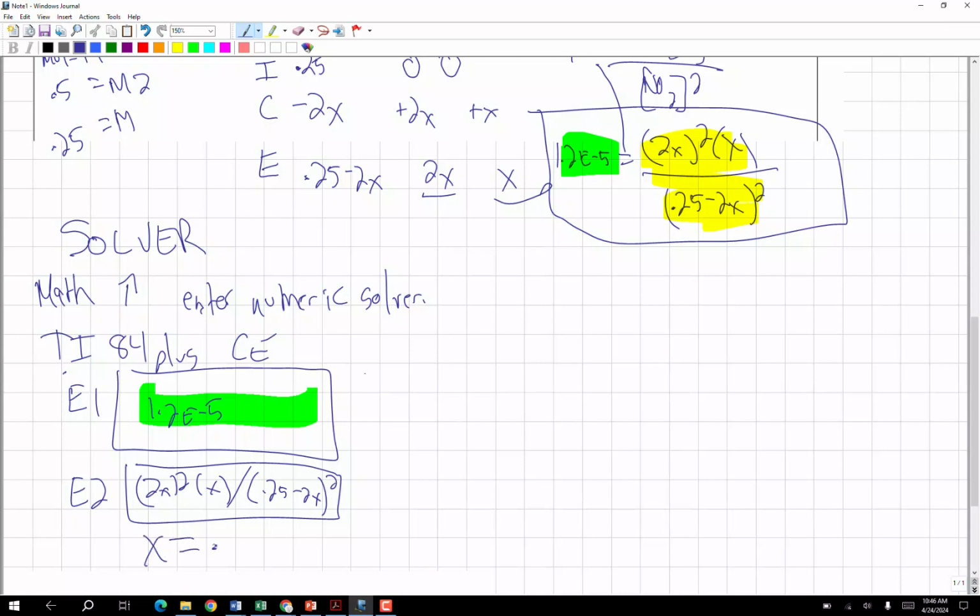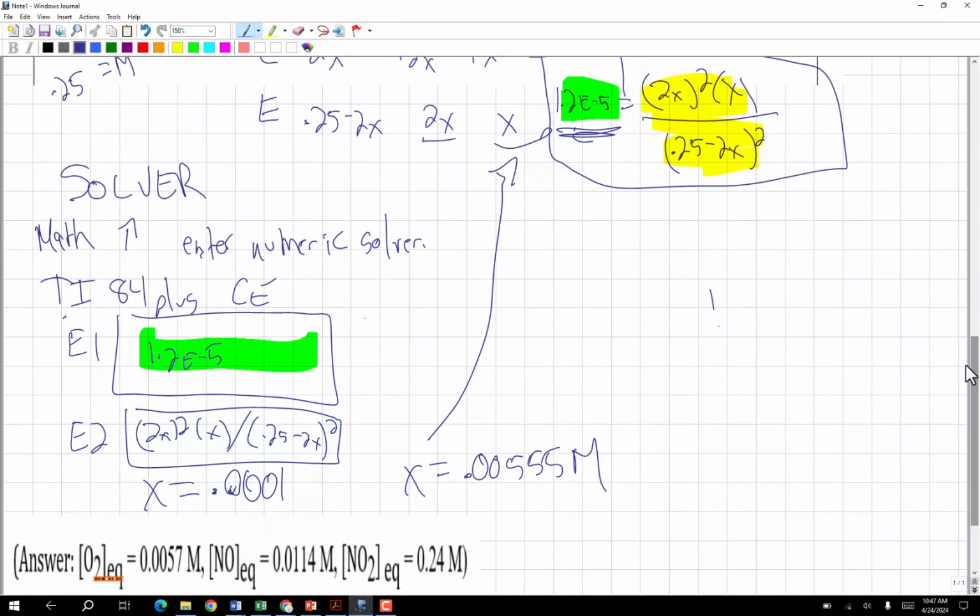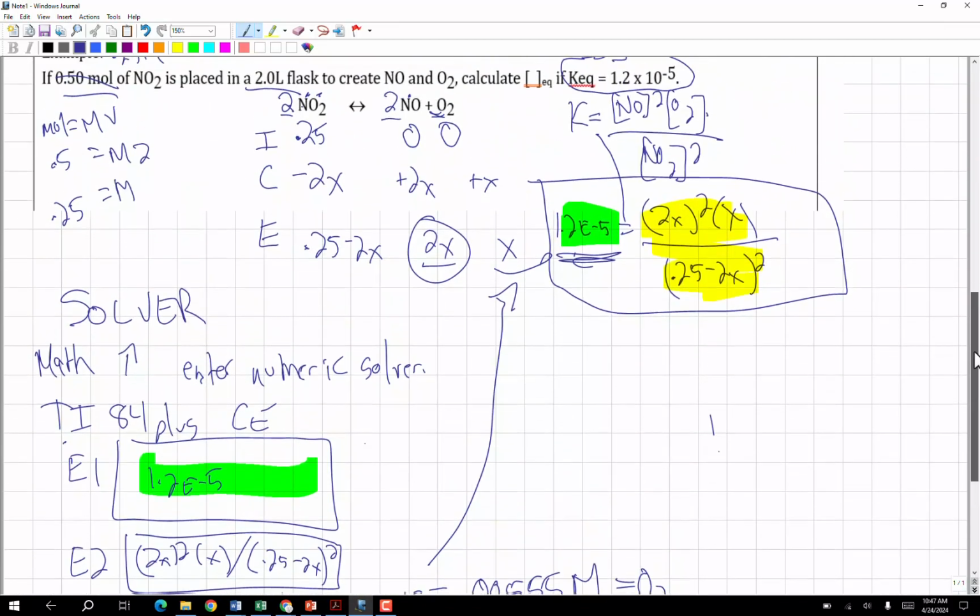And my x equals will always be, when this is small, 0.0001. So this is a guess to say, what do we want to be close to? I'm going to hit alpha enter, and it changes my answer to x equals 0.00555 molar. That's x. So what that means is, that is what oxygen is. 2x is what NO is.